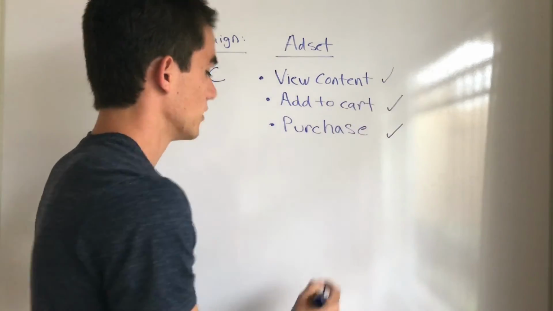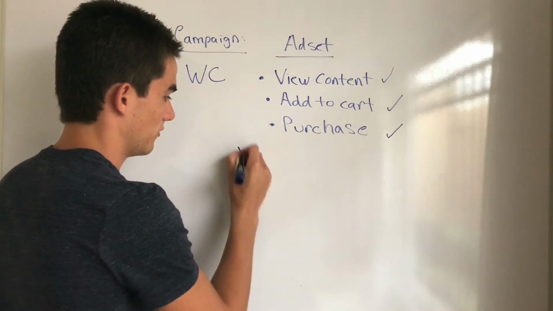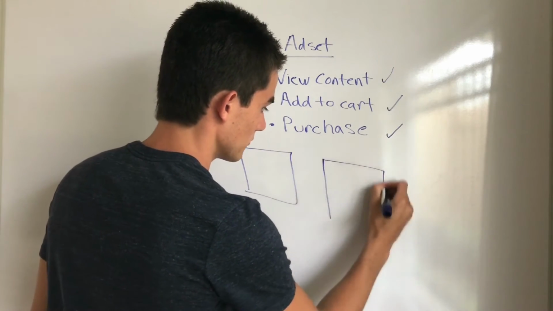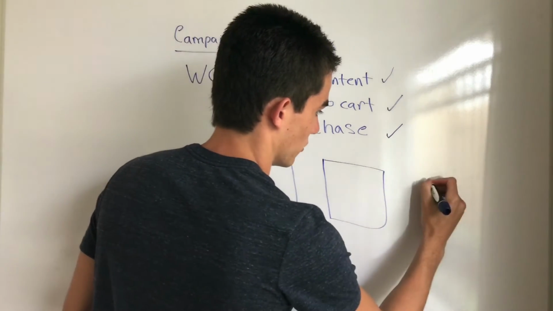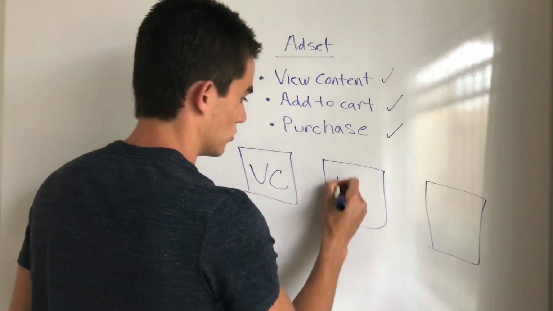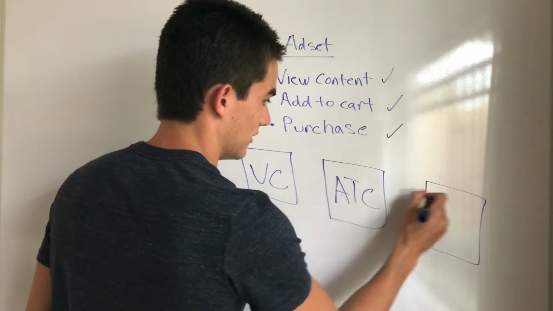So a purchase. Just to make it more visual, I'm a more visual person, these are the steps. This is a view content, this is an add to cart, and this is a purchase.